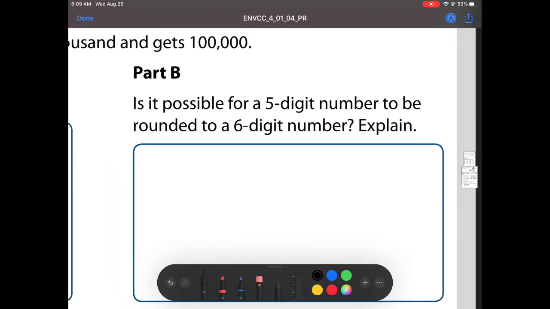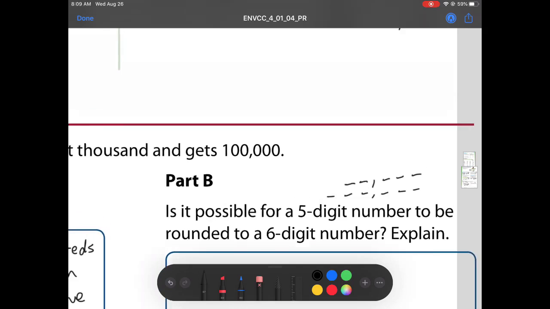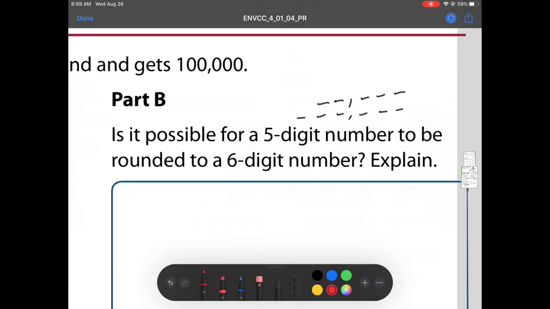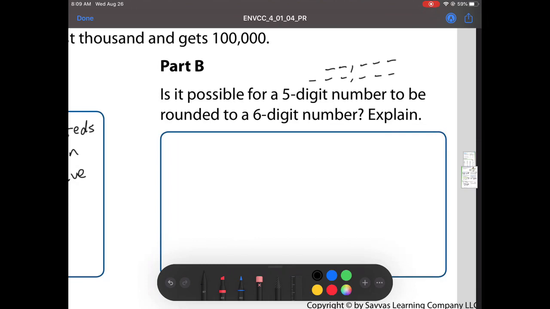For number B, we have this part. It says, is it possible for a 5-digit number, so that's in the 10,000 place value, to be rounded to a 6-digit number? Well, at first look, it might seem like that doesn't make any sense at all. But if you remember from this right here, we have an example of a 3-digit number going to a 4-digit number when we round. So it seems like it's possible. So how are we going to explain that? We're going to explain it by stating that 5-digit numbers, and then we'll show an example after you write it down.